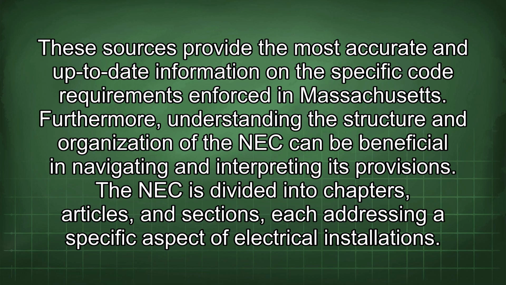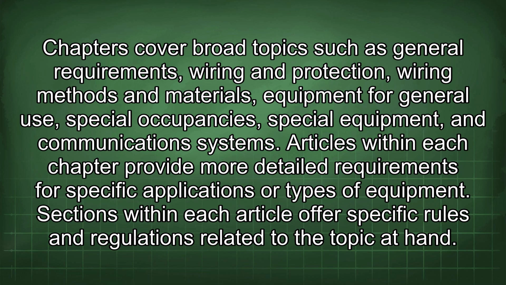Furthermore, understanding the structure and organization of the NEC can be beneficial in navigating and interpreting its provisions. The NEC is divided into chapters, articles, and sections, each addressing a specific aspect of electrical installations. Chapters cover broad topics such as general requirements, wiring and protection, wiring methods and materials, equipment for general use, special occupancies, special equipment, and communications systems. Articles within each chapter provide more detailed requirements for specific applications or types of equipment. Sections within each article offer specific rules and regulations related to the topic at hand.